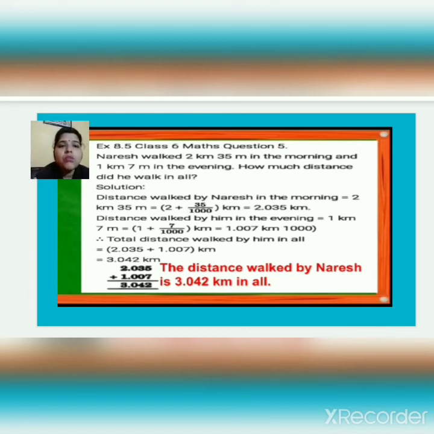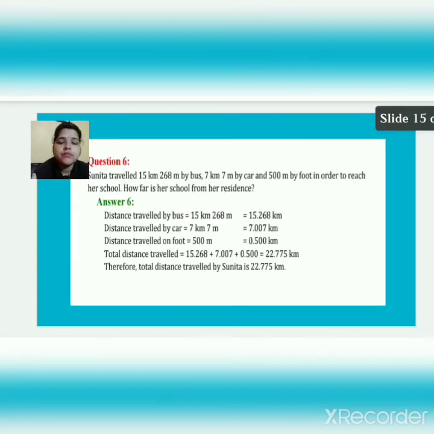So the total walked by him in one day will be 2.035 plus 1.007 kilometer. Then you will add both the numbers, so you will get distance walked by Naresh is 3.042 in kilometer. Yes, now moving to the next question.